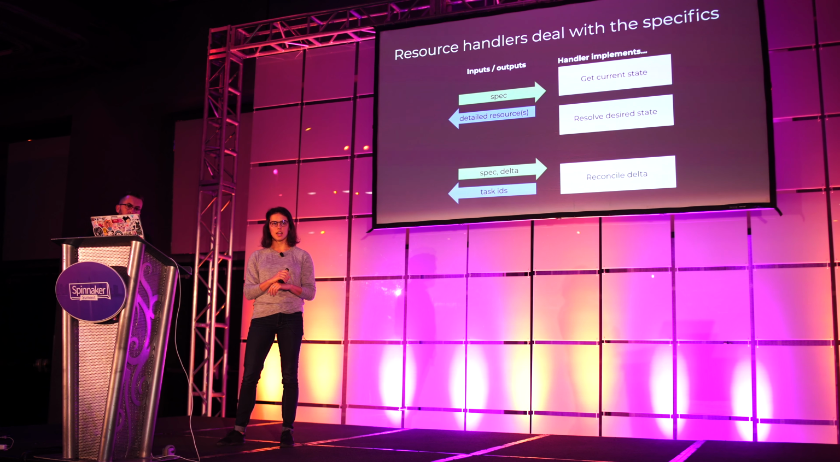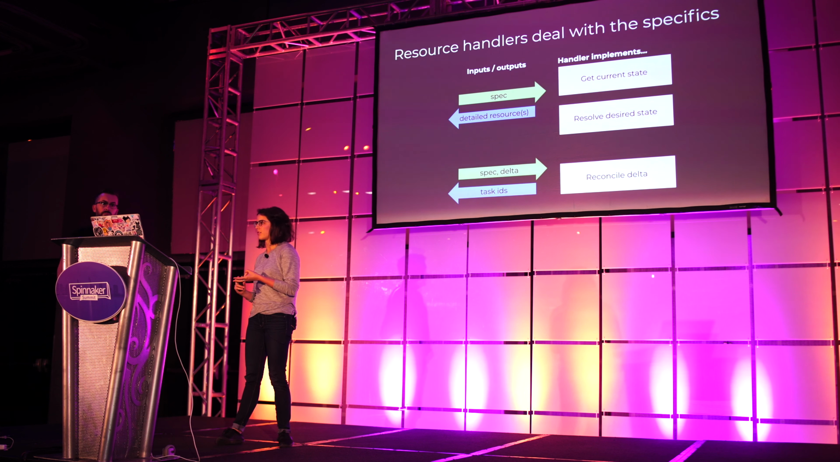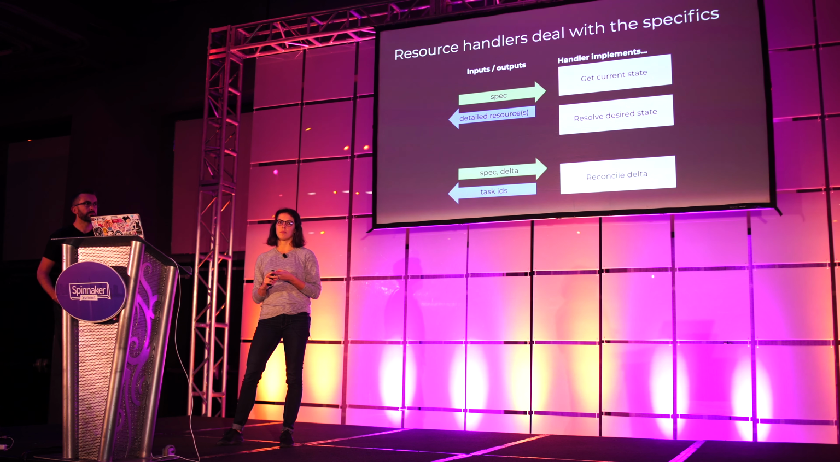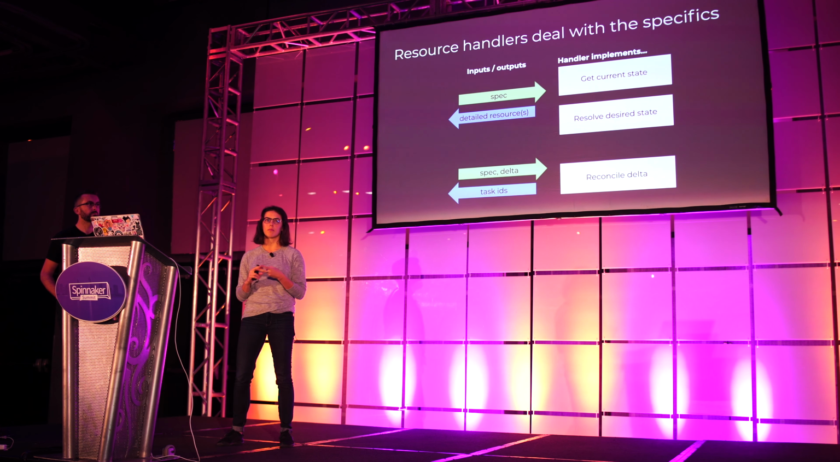When there is a delta, the resource handler gets the spec, but it also gets that difference that we've calculated, and the handler can take specific action for that. So say your cluster was supposed to have a high capacity, but your teammate didn't know and resized it down. The resource handler for the cluster will get that information, and it will know that it can just resize the cluster. It doesn't need to launch a new one. And it will return the task IDs.